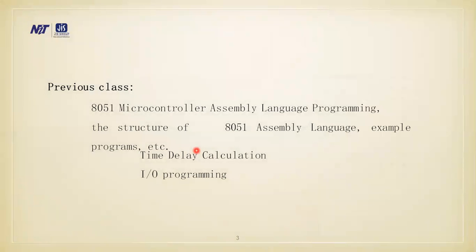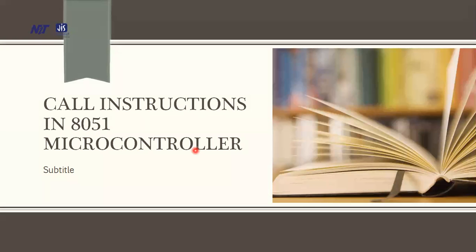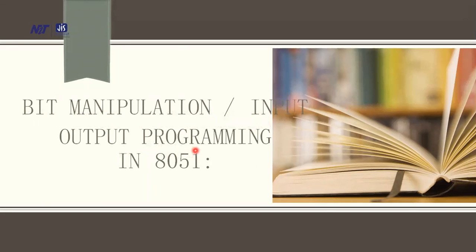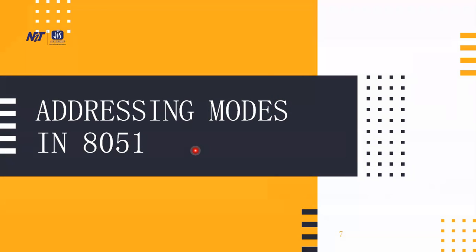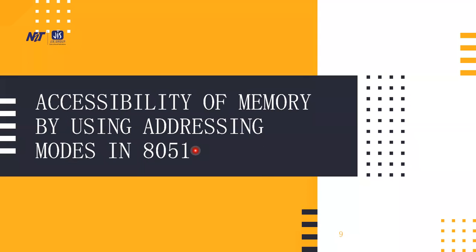In the previous classes, we have completed assembly language programming, structure of 8051 assembly language, time delay calculation, IO programming, call instruction, IO port programming, bit manipulation, addressing modes of 8051. And today, in this series of module 3, it is lecture 7: accessibility of memory by using addressing modes in 8051.